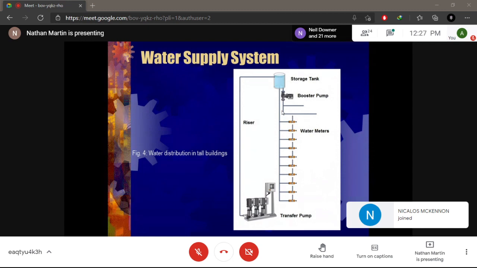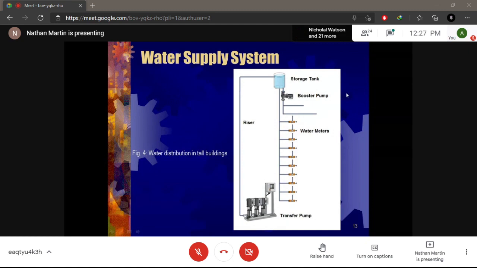Now, this is where our part comes in, because all of these control mechanisms, such as your booster pump and your control down here, whether it be an automatic control system or a manual control system, all of this will be where your electrical expertise will come into play.